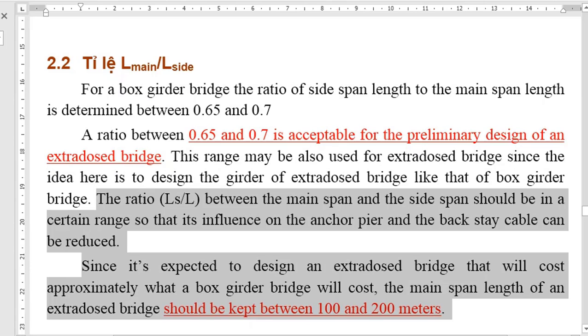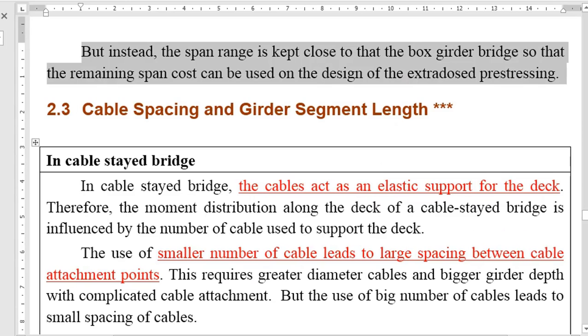The ratio LS/L between the side span and the main span should be in a certain range so that its influence on the anchor pier and the backstay cable can be reduced. Since it's expected to design an extradosed bridge that will cost approximately what a box girder bridge will cost, the main span length of an extradosed bridge should be kept between 100 and 200 meters. Instead, the span range is kept close to that of the box girder bridge so that the remaining span cost can be used on the design of the extradosed pre-stressing.